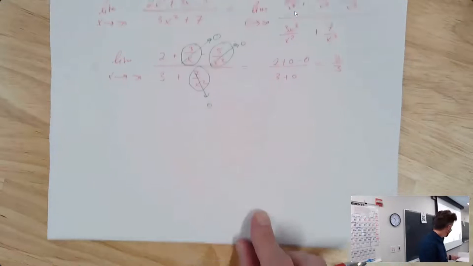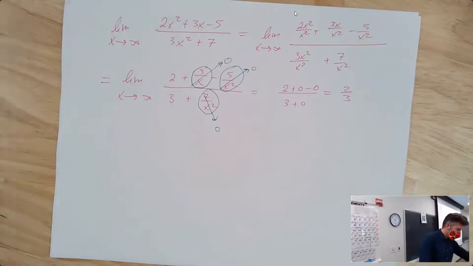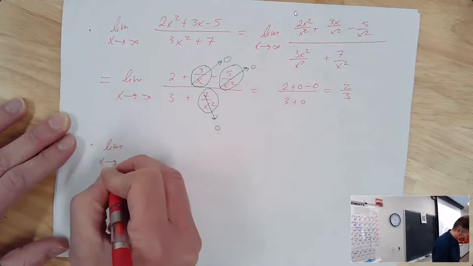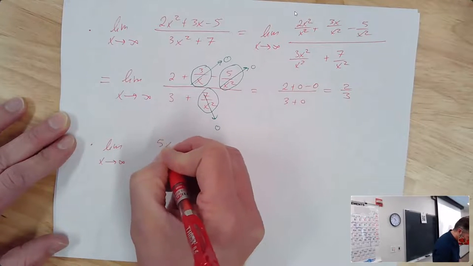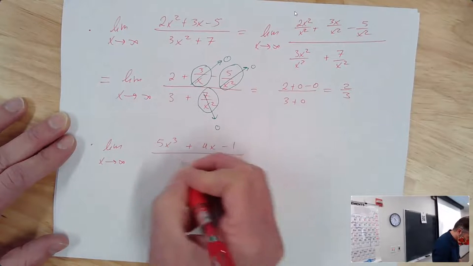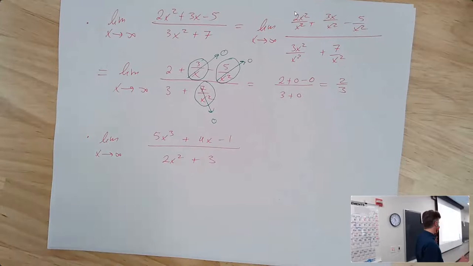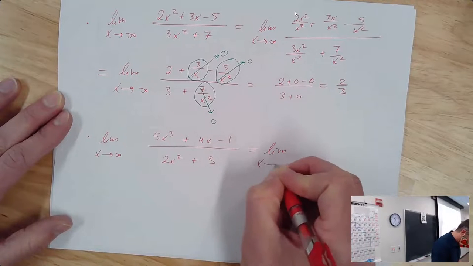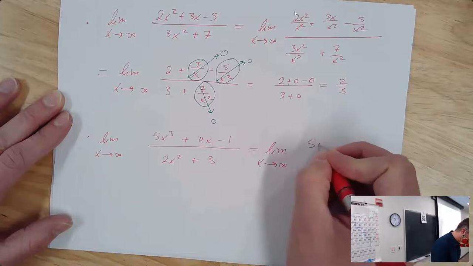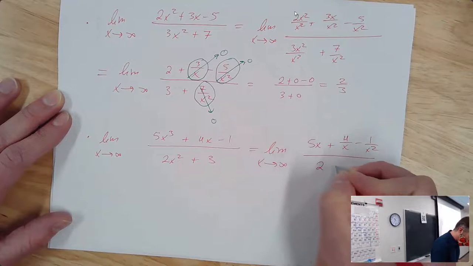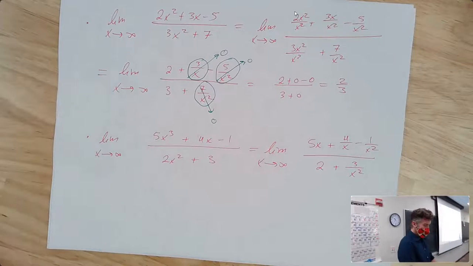And it's the process we use whether the powers are the same or different. So if you wanted to find the limit as x goes to infinity of 5x cubed plus 4x minus 1 over 2x squared plus 3, you would also divide everything by the highest power of x in the denominator. So you want to divide everything by x squared here. So 5x cubed divided by x squared is 5x. 4x divided by x squared is 4 over x, minus 1 over x squared, over 2 plus 3 over x squared. And now if we let x go to infinity, again, the things divided by x are going to do what?